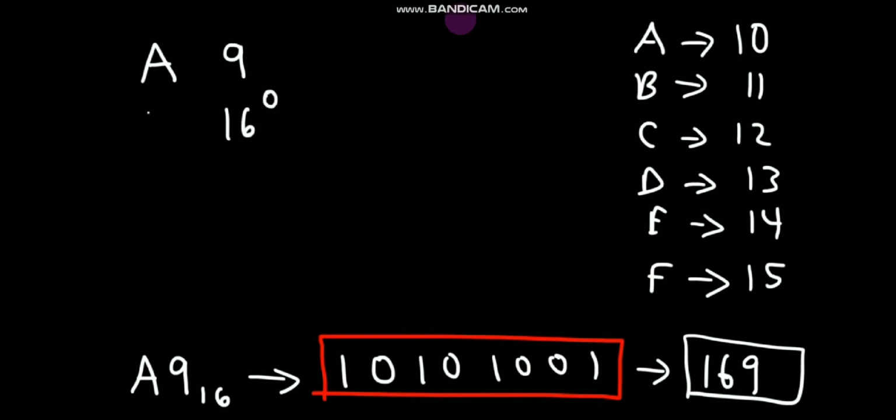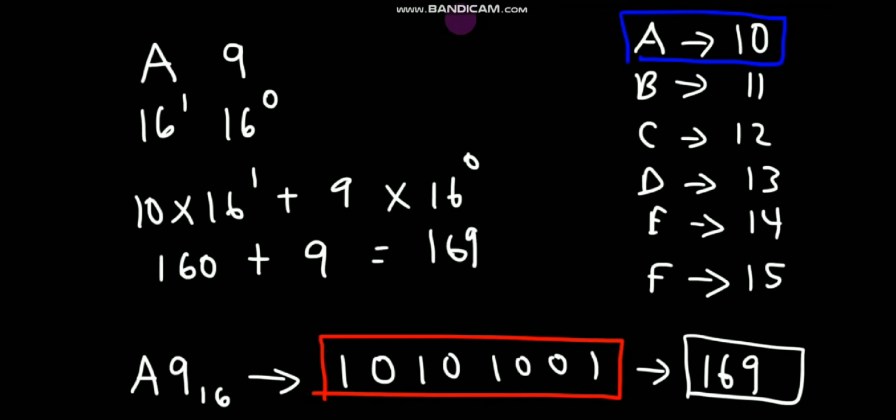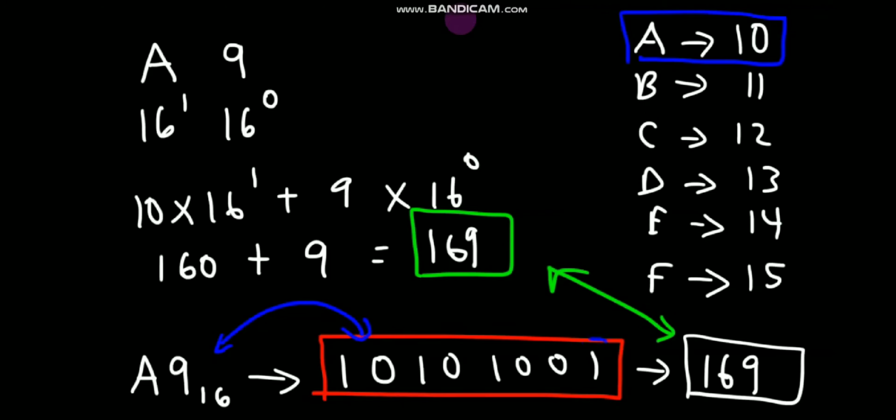This is the positional value, 16 to the power 0, 16 to the power 1. 16 will be multiplied by A, so it is 10. So 160 plus, 16 to the power 0 is 1, so it will be 9. So we will add this, 169. Now you can see both the conversions are the same. If we convert this binary it will be 169, and if we convert this hexadecimal, then also it is 169. So this is the correct way to check, and this is the conversion.